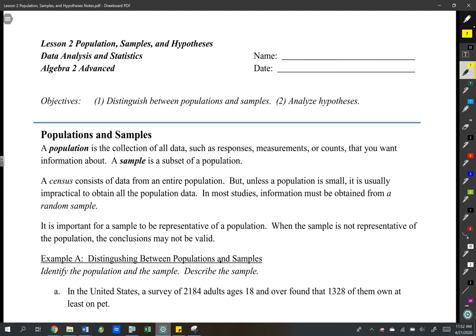We have a population is the collection of all data, such as responses, measurements, or counts that you want information about. And a sample is a subset of the population. So it's not always practical to be able to poll an entire population. You may just want to look at a sample.